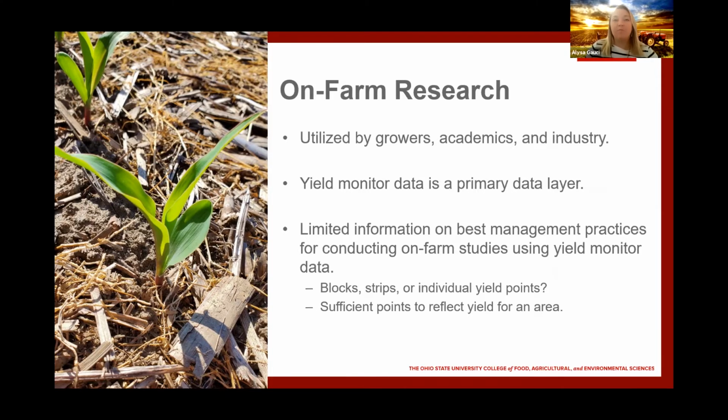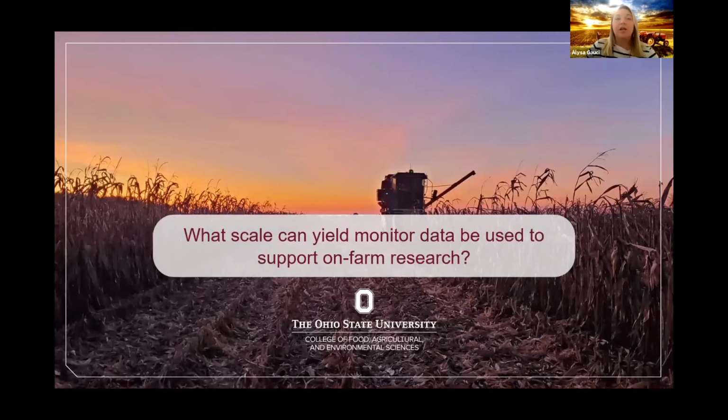However, aside from calibration, there is really limited information on setting up on-farm studies that use this data as a response variable. And when it comes to proper experimental design, should blocks, strips, or even individual yield points be used? Are the assumptions and conclusions we're making based off of the yield data accurate to what's truly happening out in the field? As you can see, there are several questions regarding this topic, but overall, one of the most important ones, and also what this project aims to answer, is what scale can yield monitor data be used to support on-farm research?